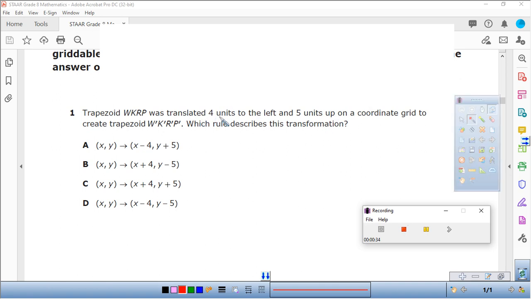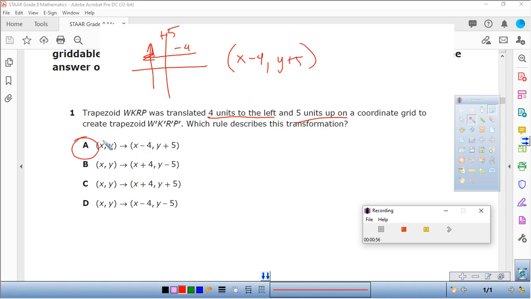If it goes to the left, it's negative x. On the x-axis, guys, anytime we go left, it's going to be minus 4. So we're going to have x minus 4. Anytime we go up or down, this one's saying up. So if we go up, we're going in the positive direction, so we're going to go plus 5. We're going to have y plus 5, also known as A. Pretty good. If you got that one, awesome.